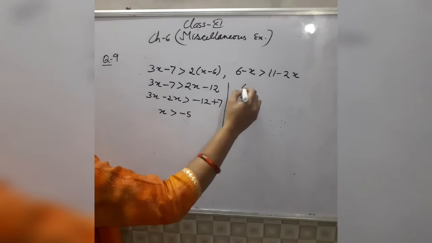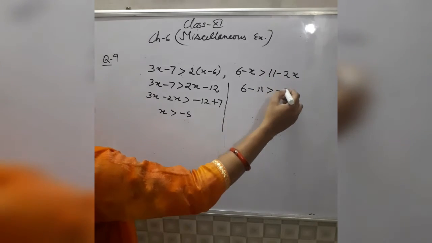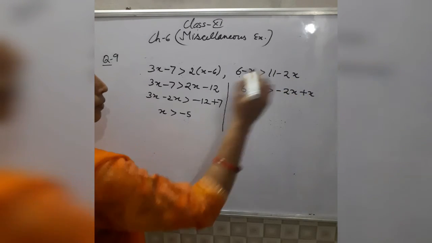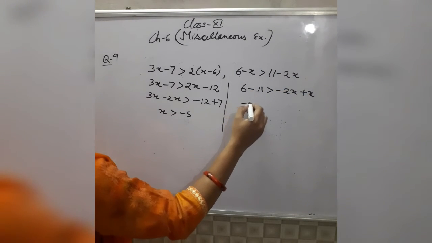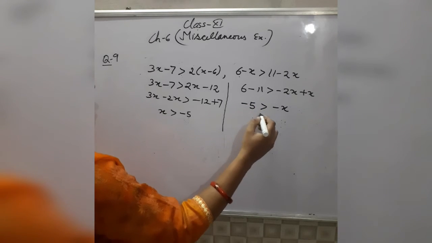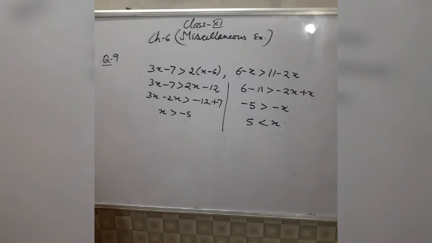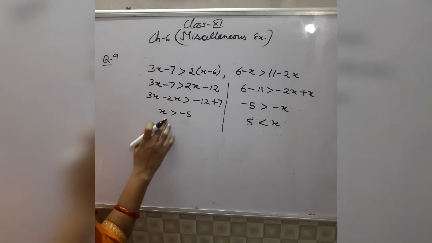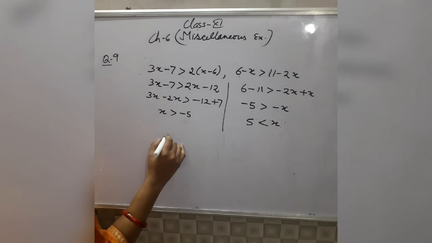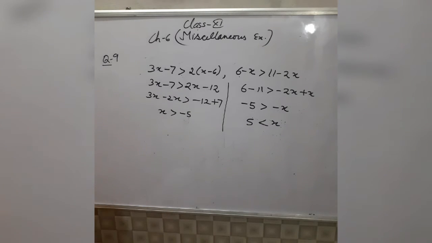On this side, 6 minus 11, and minus x comes on this side, it becomes plus x. Here 6 minus 11 is minus 5, greater than minus x, and if you cancel the minus sign on both sides, then the inequality sign is changed. So the value of x is greater than minus 5 here, and here also the value of x is greater than 5.